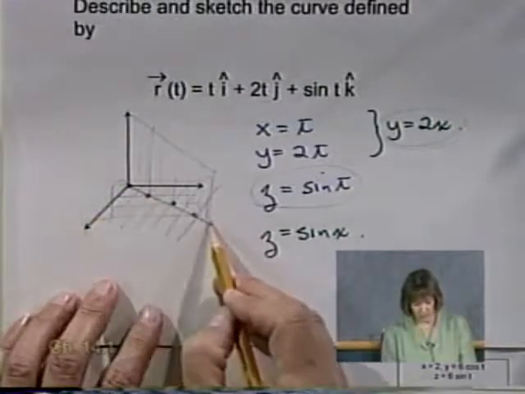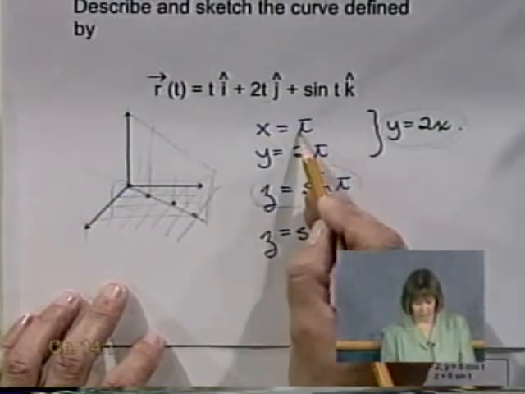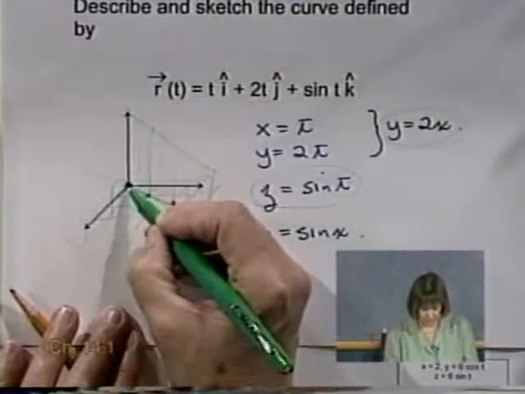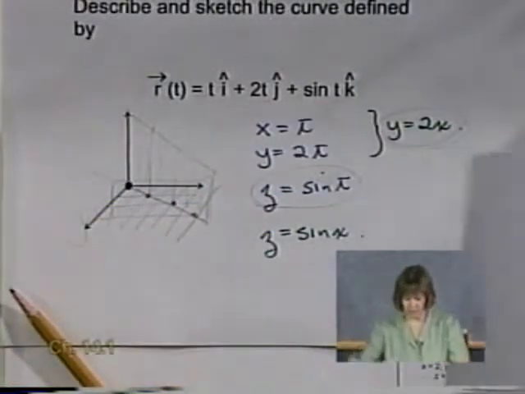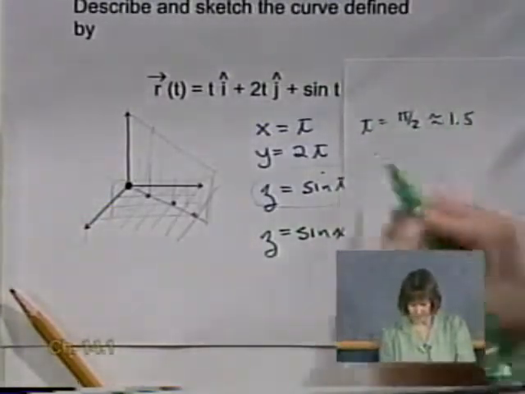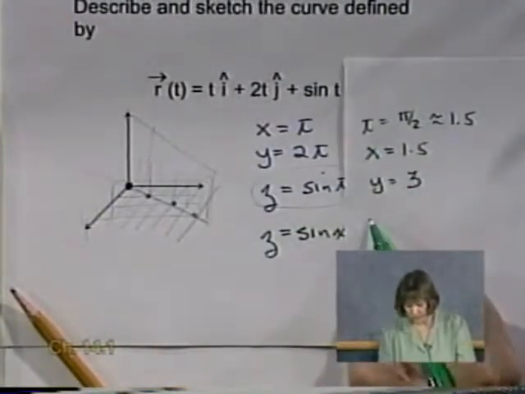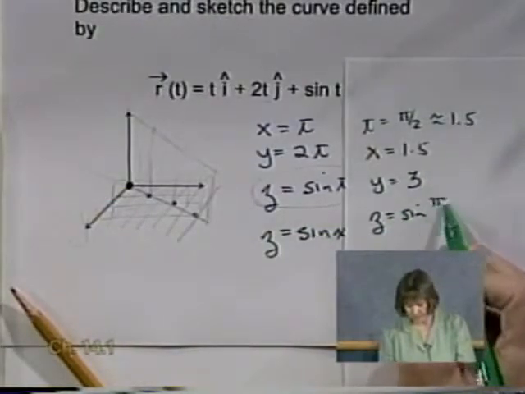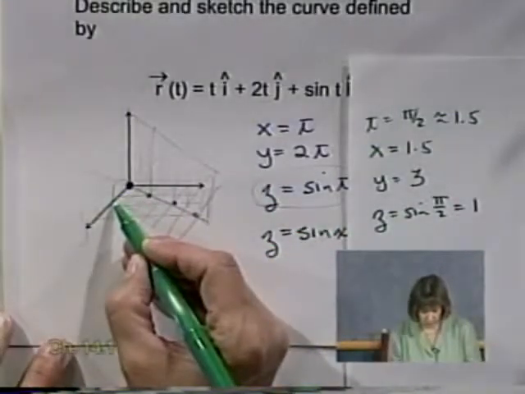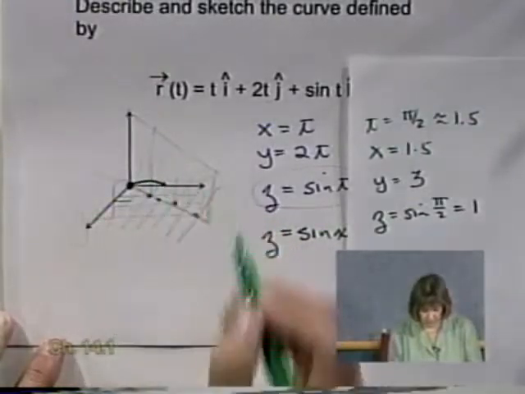In fact, if we move along this line, why don't we let t be 0? If t is 0, x is 0, y is 0, and z is sine 0, which is 0. We're right here. Now let's try t being pi over 2. Pi over 2 is approximately 1.5. So x is about 1.5, y is about 2 times 1.5, which is about 3, and z is sine of pi over 2, which is 1. So if we're at x is 1.5, y is about 3, z is about 1, and my graph's going to be going up to there.